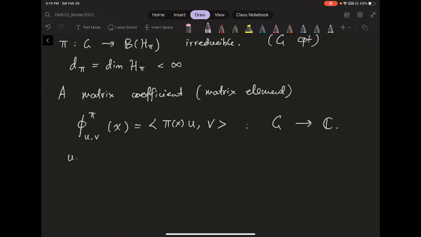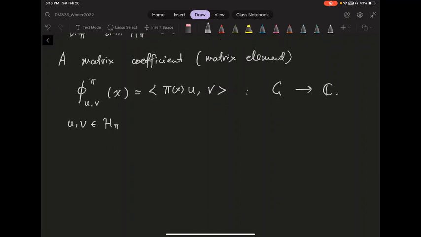Here, of course, the u and v are from H pi, this finite dimensional space. One thing you notice is that because your pi is continuous from G to the weak operator topology, this phi uv is certainly a continuous function. So each of these matrix coefficients is a continuous function on G, and because G is compact, being a continuous function means it's in basically all of the LPs, so that's quite nice.